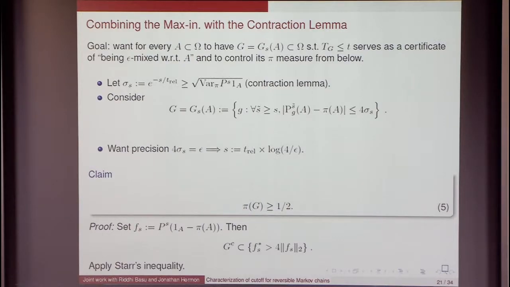Any questions? Can you tell me again what you required from the Markov chain here? Because there are no parameters. I always expected to see some number related to the Markov chain appearing here, and that's not appearing in Starr's inequality. That's the key. Right. So what you needed: I assumed lazy, irreducible and reversible, and that's it.